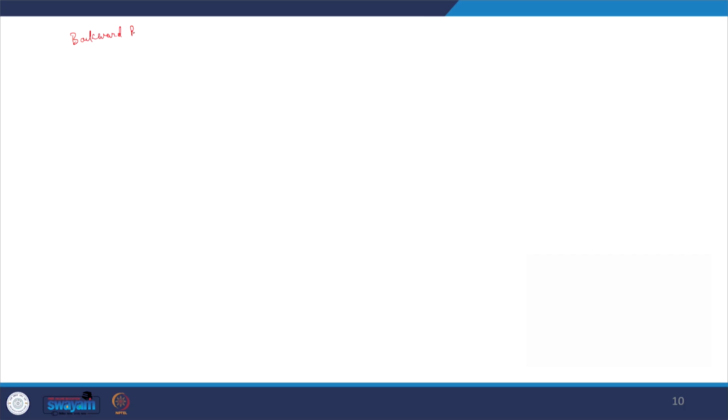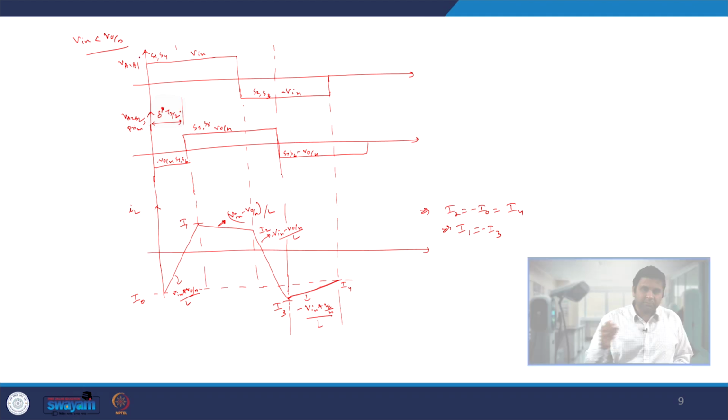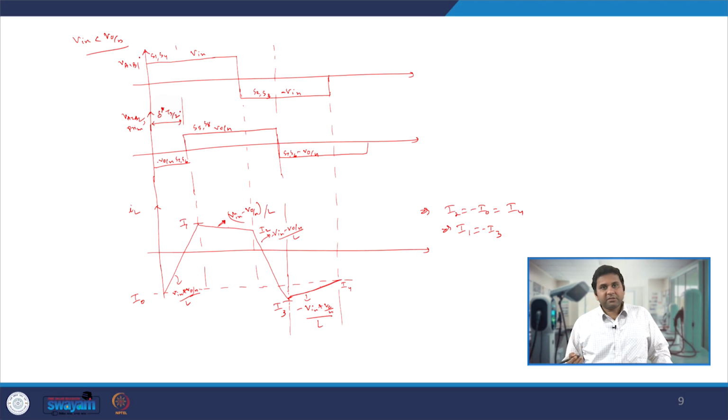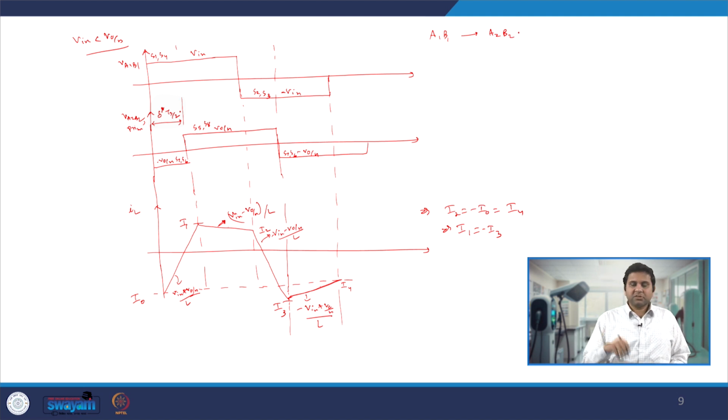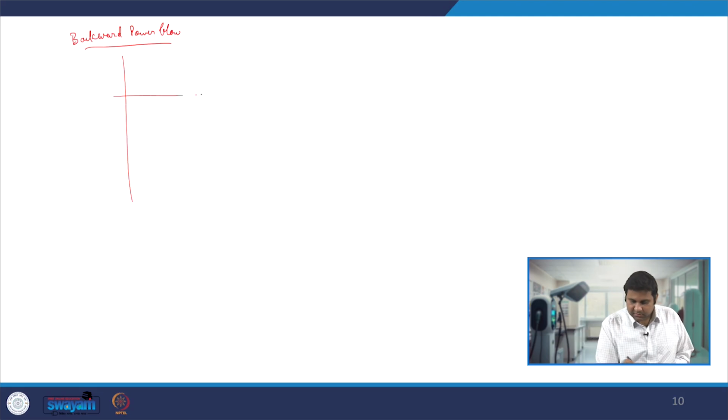Backward power flow, how can we obtain it? If you look very carefully, here also we have provided the lagging phase shift of VA2 B2 with respect to A1 B1, that is, when the power is transferred from the A1 B1 terminal to the A2 B2 terminal. However, if we want to reverse this, we have to provide a leading phase shift in A2 B2 as compared to A1 B1. So let us quickly draw and see how the waveform looks.